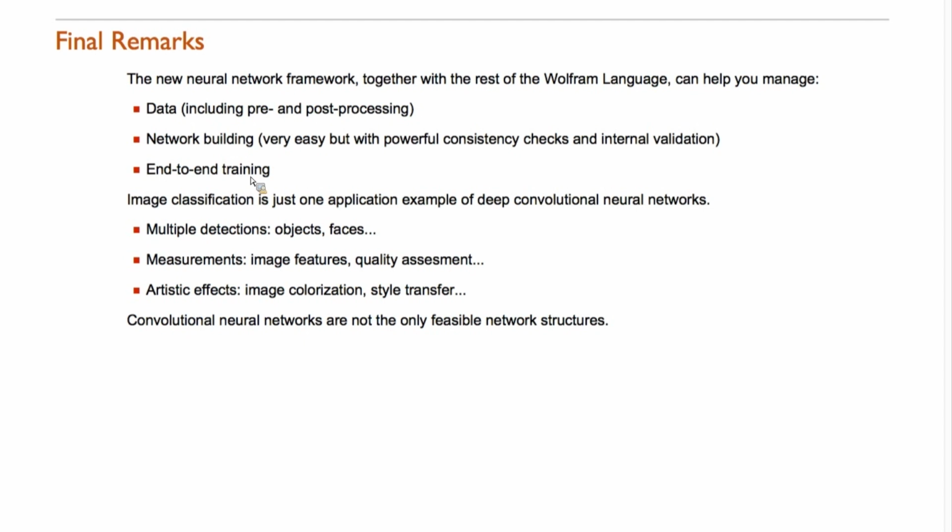One thing I would like to say before concluding is that we have seen image classification today, but this is just one application of deep convolutional neural networks. You can do detection, you can do measurements, or you can even do something in the artistic domain. For example, not long ago it was very popular: you would see a lot of these style transfer networks on the internet, and these networks are trained to basically learn a style, like how Van Gogh paints, and then apply that style to another picture.